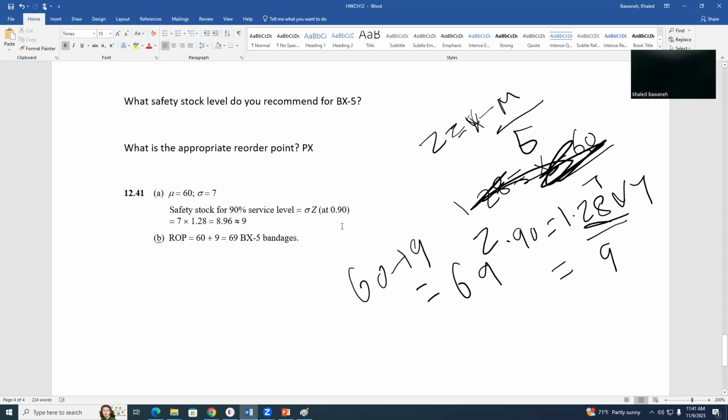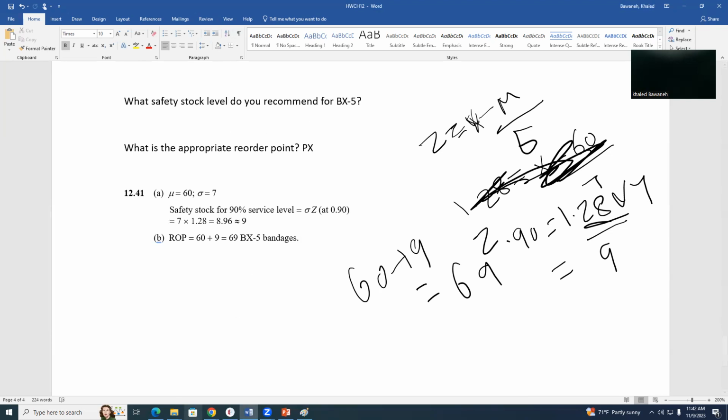So for that question, the safety stock is equal to sigma times Z. Sigma is given. Here, sigma is given as 7. Z, you find. For your question, if you have access to MIDA, if it says 90%, then Z will be 1.28.